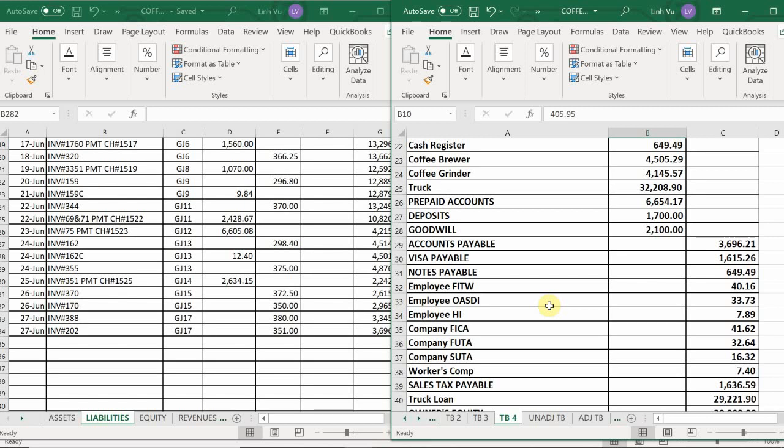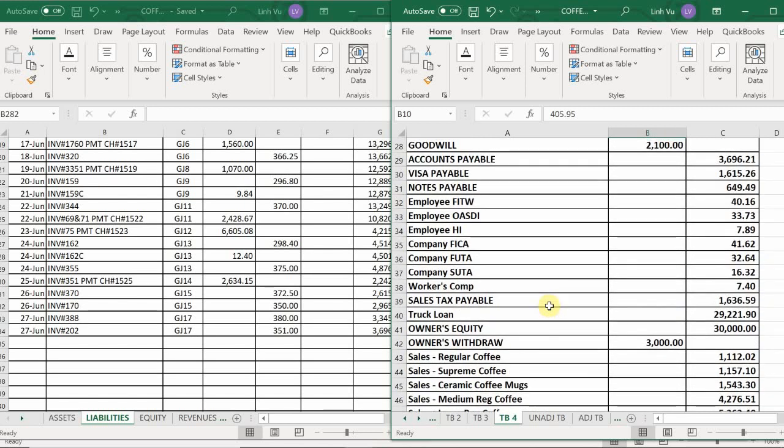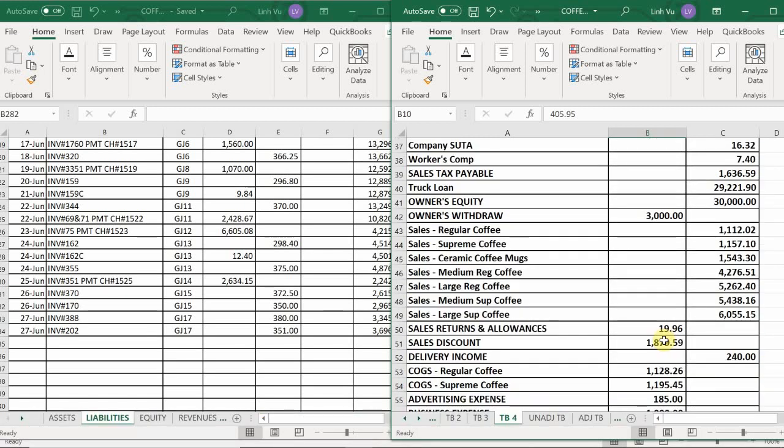Okay. No. Do you mind going to your sales regular coffee, please? Sales for regular coffee. There you go. Found them. Coffee mugs. You have 1543.30, correct? Yep, 1543.30. Yes.